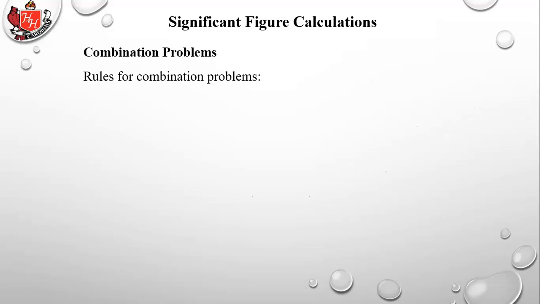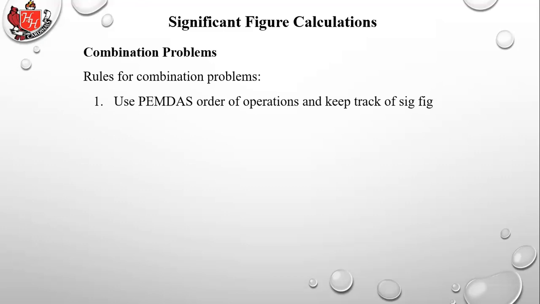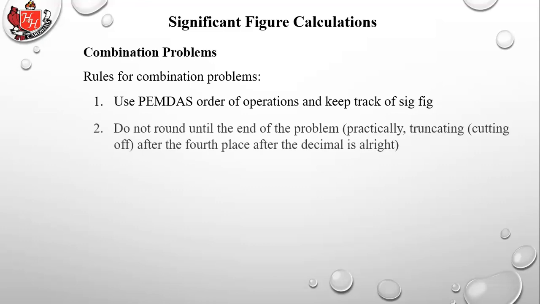Now let's do a combination problem of multiplication and addition/subtraction. So use PEMDAS, that stands for parentheses, exponents, multiplication, division, addition, subtraction. That's called the order of operations. And you keep track of the significant figures, but you do not round until the end of the problem. Okay, practically truncating, you can cut off some digits.